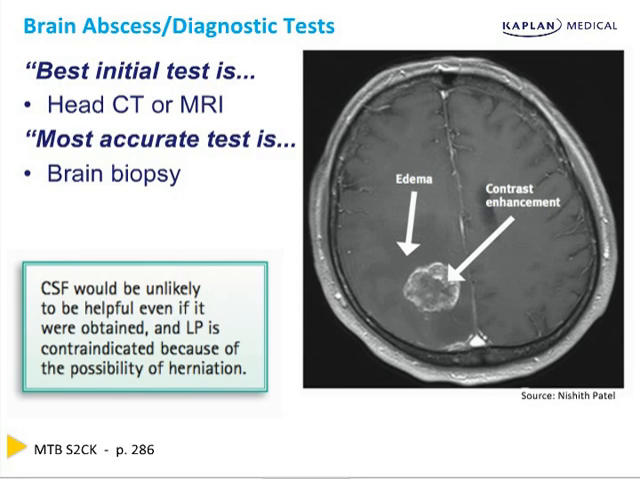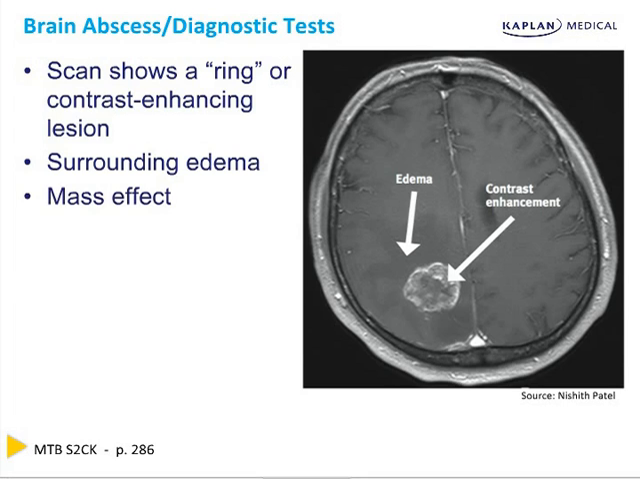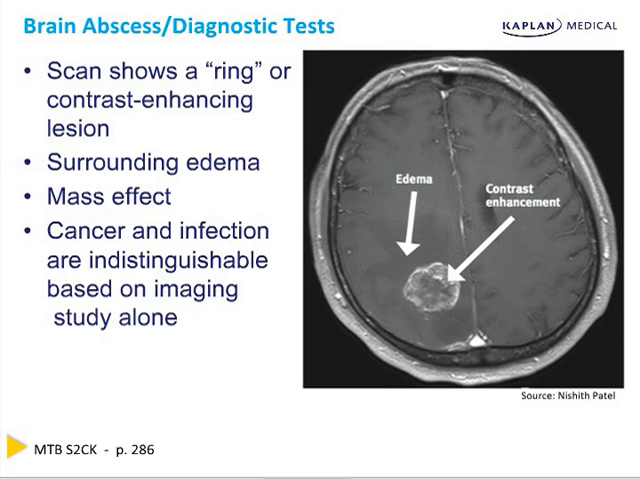So you're going to look for this ring or contrast-enhancing lesion after people present with fever and a headache, focal findings, and or seizure. The scan with the ring or contrast-enhancing lesion has surrounding edema. That's the dark stuff. And it's that dark stuff that gives the mass effect. It's the mass effect that with the lumbar puncture can cause the herniation. Cancer and infection are indistinguishable based on the imaging study alone. You've got to get a biopsy.